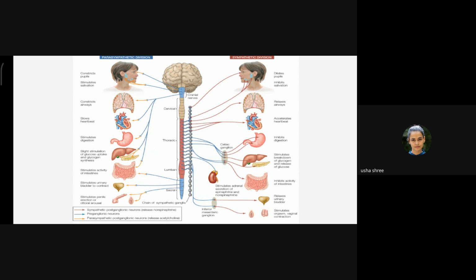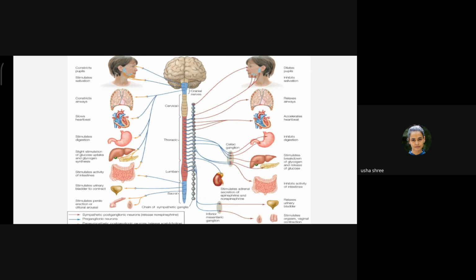Please repeat. Some of the ganglions, the preganglions, are starting from the cervical region. But for the previous slide, you said they are in the thoracic and lumbar region. Yes, it is starting from the thoracic and lumbar region only. You can see in this picture where the red lines are starting. Where are you getting confusion?